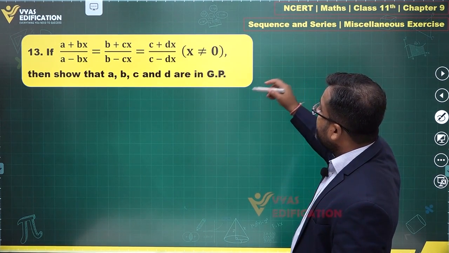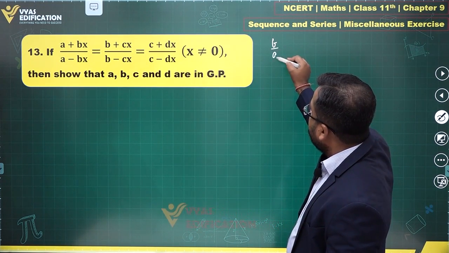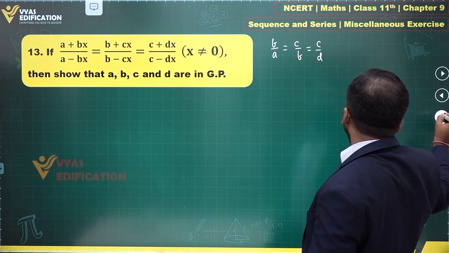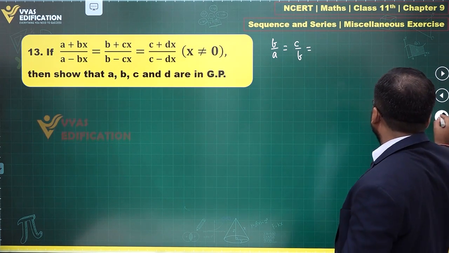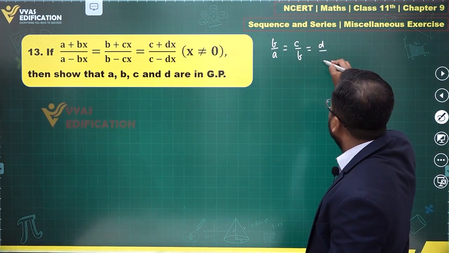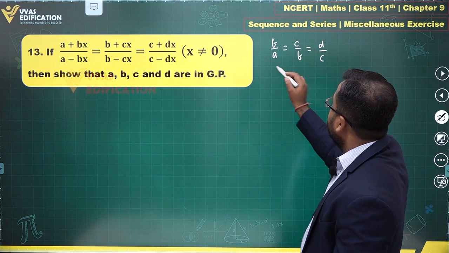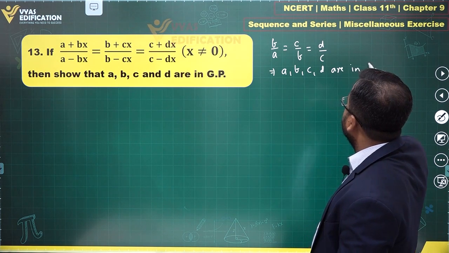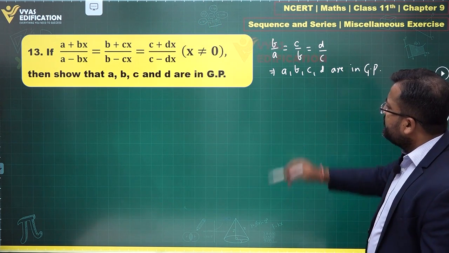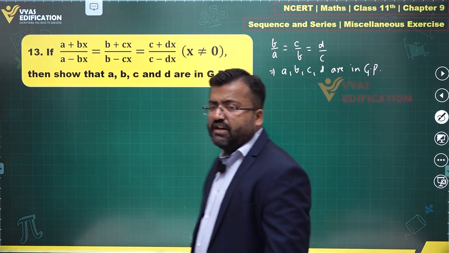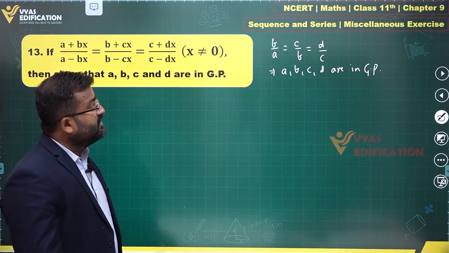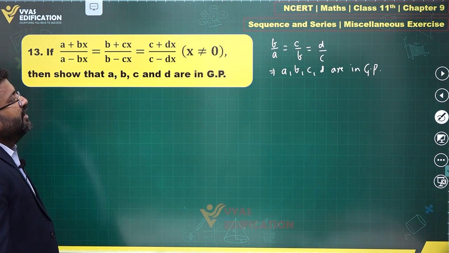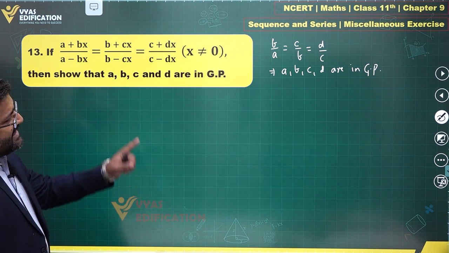If a, b, c, d are in GP, that implies the common ratio b/a should be equal to c/b, which is equal to d/c. This implies a, b, c, d are in GP, since each of these is equal to the common ratio. So the ratio of two successive terms will be the same. That's what we have to prove.